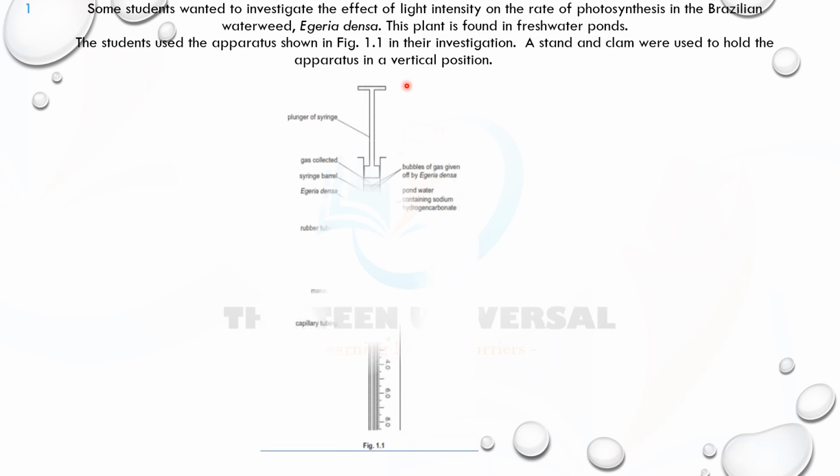Before you go on, guys, remember, like I told you, read critically. Look at the statement: some students wanted to investigate the effect of light intensity on the rate of photosynthesis. So the first question I want to ask you is, which one is the independent variable here? This is the effect of what? Light intensity. Is it light intensity or rate of photosynthesis? Which one is the independent variable?